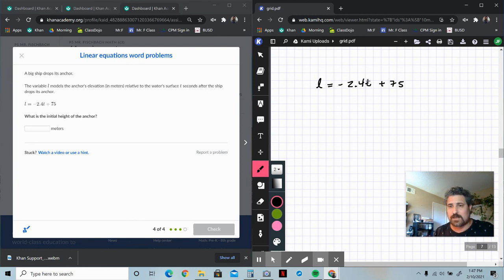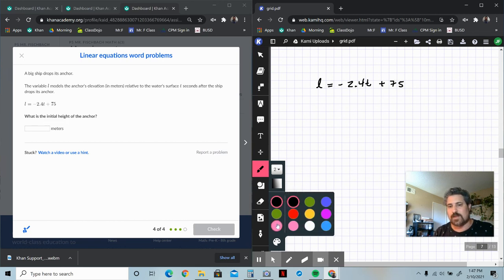Basically this negative 2.4 t is the rate of speed at which the anchor is falling, going down, descending, and it starts at 75 units of distance, which is meters, above the surface of the ocean. So the ship has its anchor 75 meters above the ocean, and then it starts descending at 2.4 meters per second down into the water, and then until it hits the ocean floor. It says, what is the initial height of the anchor?